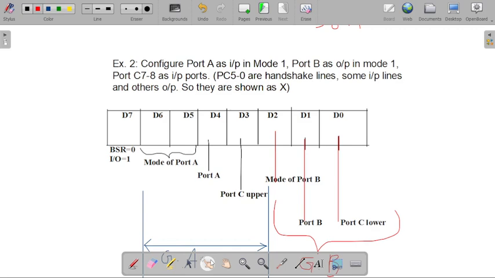Now in the second example, what is given? Configure port A as an input in mode 1 and port B as the output in mode 1, and port C7 to 8 as the input port, and port C0 to 5 are the handshake lines, and some input lines will be there and other ports will be set as the output mode. So it will be set as a don't care condition. Now we will see how we can solve this example.